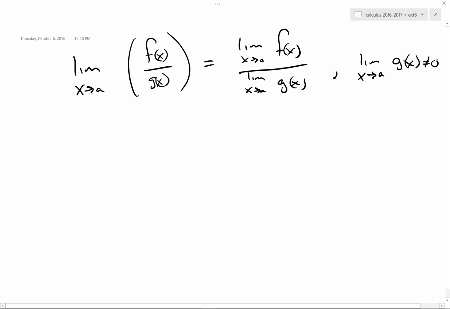But Mr. Groom, my function doesn't exist at a. Well, that's cool. There's a hole there. Again, that's cool. Good for you. But Mr. Groom, listen. All I'm interested in is what is the limit as you approach that value.